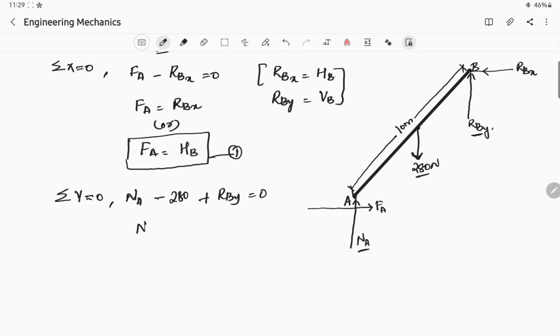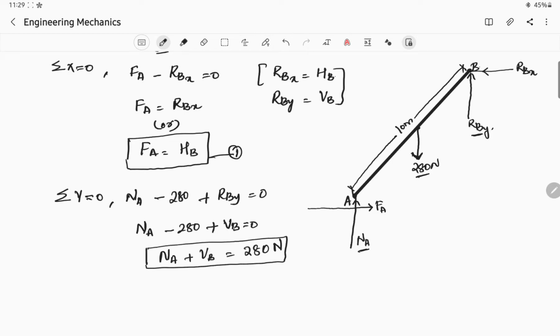So we'll write Na minus 280 plus Vb is equal to 0. Rby and Vb both are the same, isn't it? So we can simplify this as Na plus Vb is equal to 280 Newtons. We'll name this as equation number 2. Equation number 2. Right.